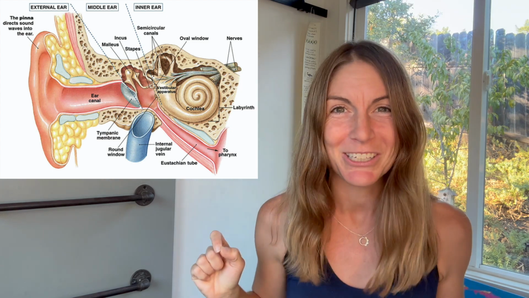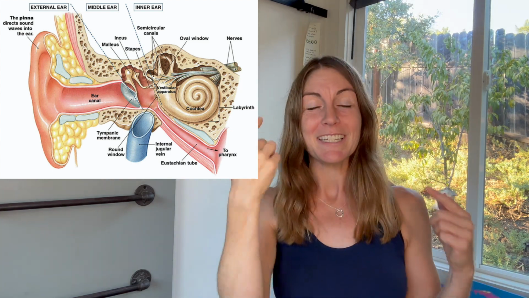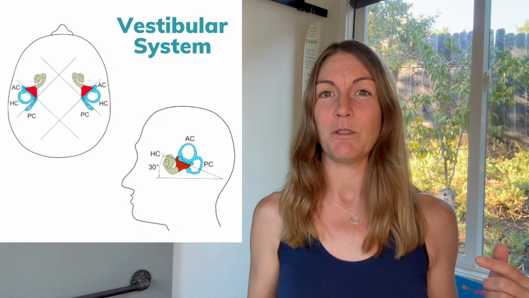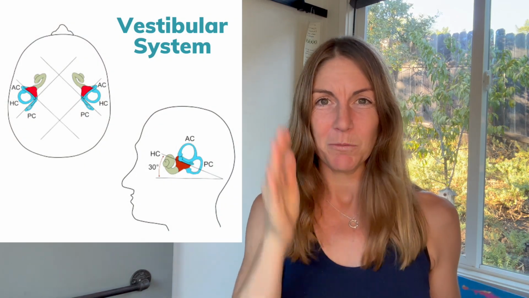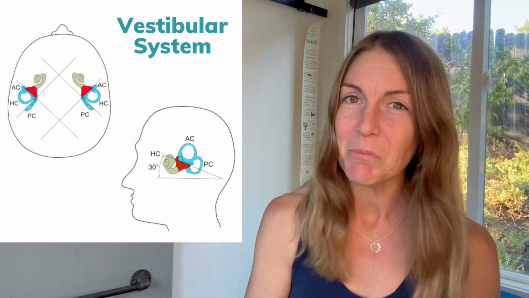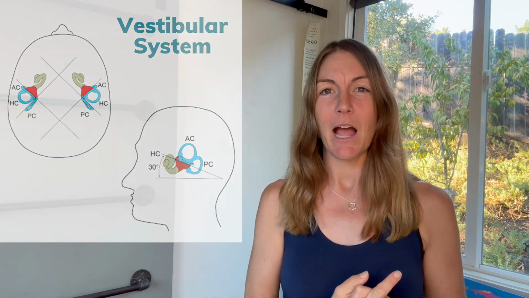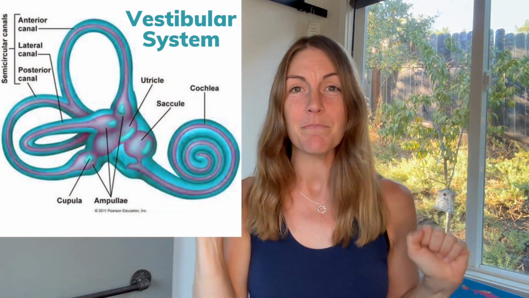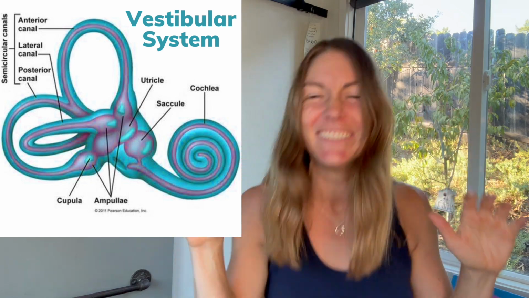You cannot poke it with a Q-tip. So it's quite deep and it is, like I said, in line with your eyes so that they can communicate as efficiently as possible. It is made up of 5 different organelles. I did this because there's 5 on each side.